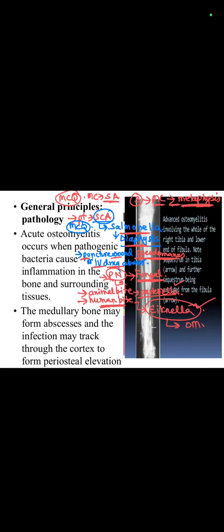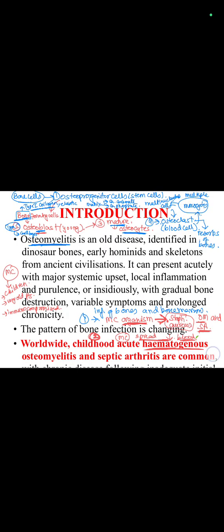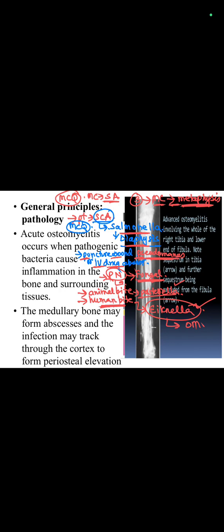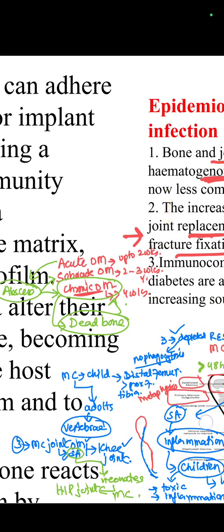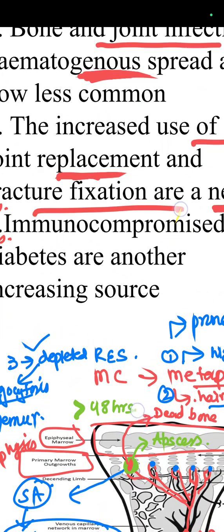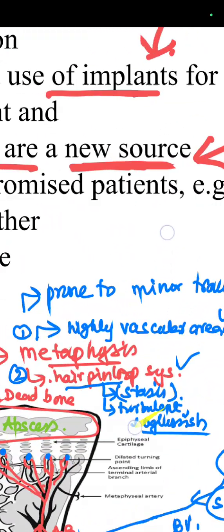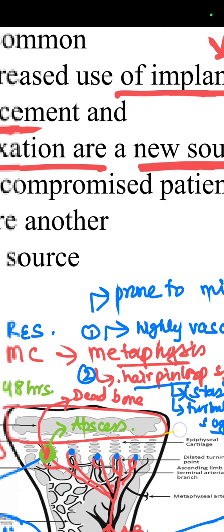In the previous slide we studied the general features. Salmonella affects the diaphysis, Pseudomonas in IV drug abusers, fungal infections also, human bites Eikenella, and animal bites Pasteurella. Next we see the metaphyseal plate. Here in the metaphysis, the blood flow is turbulent and sluggish, which is why the bacteria can get stuck here.